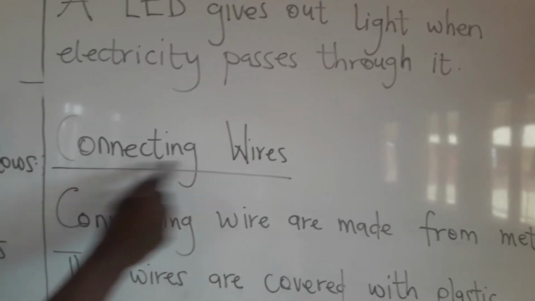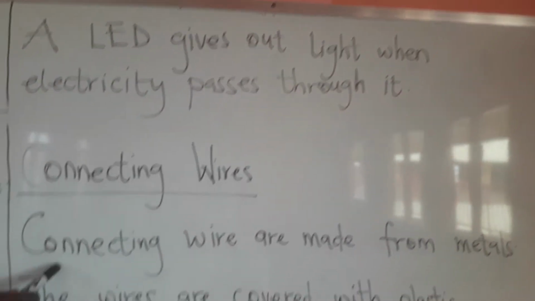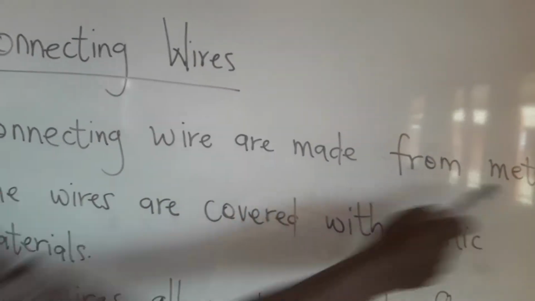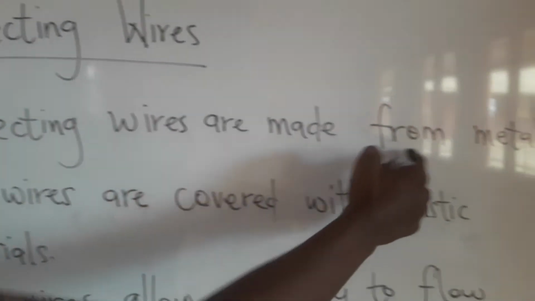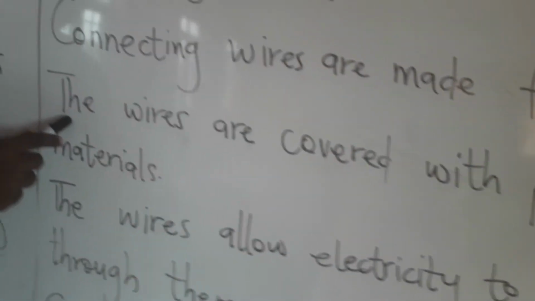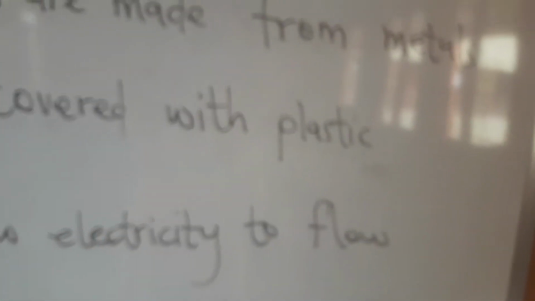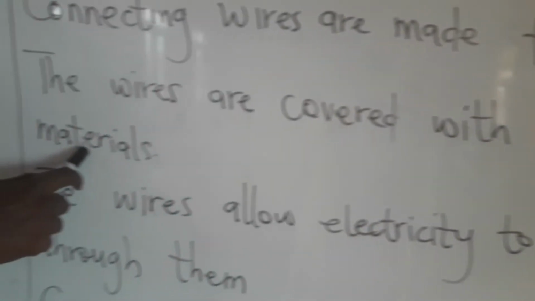Let's look at the next one. We have connecting wires. Connecting wires are made from metals. The wires are covered with plastic materials.